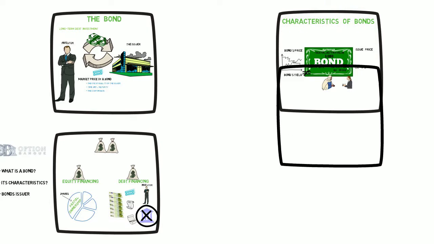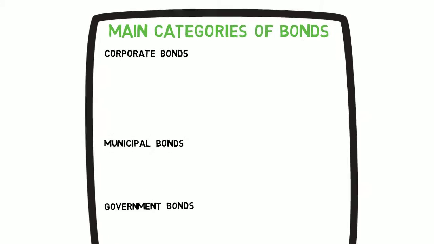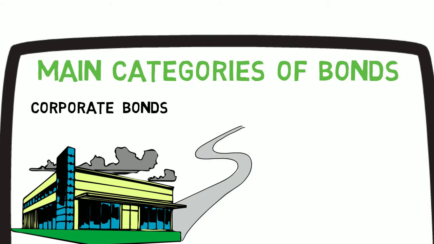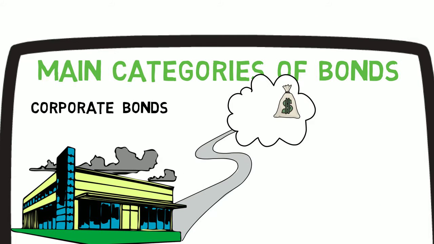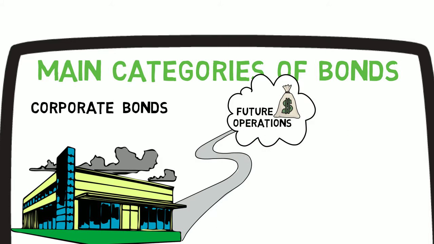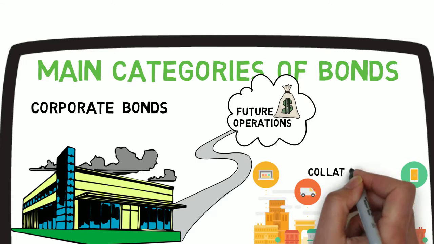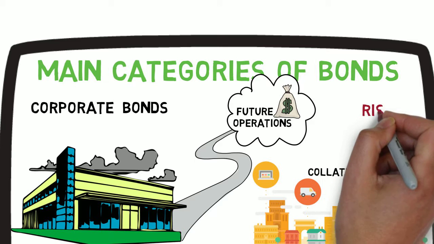We now come to the final part of this week's video: bond issuers. There are three main categories of bonds: corporate bonds, municipal bonds, and government bonds. Corporate bonds are issued by companies. The backing for the bond is typically money to be earned from future operations. In some cases, the company's physical assets may be used as collateral for bonds.